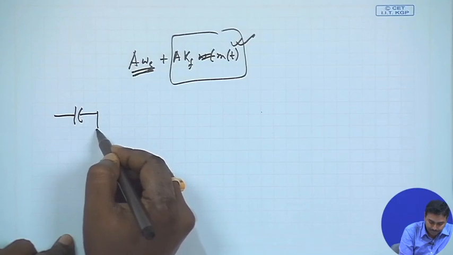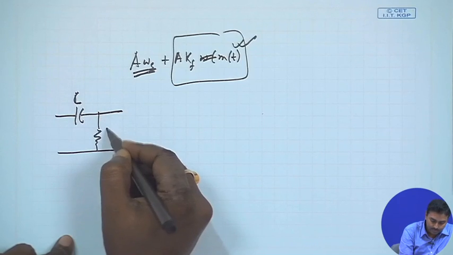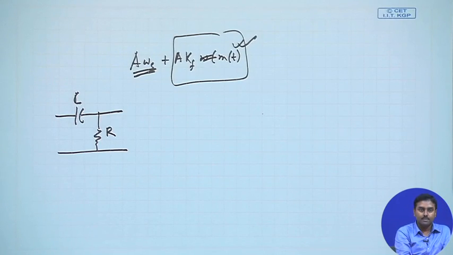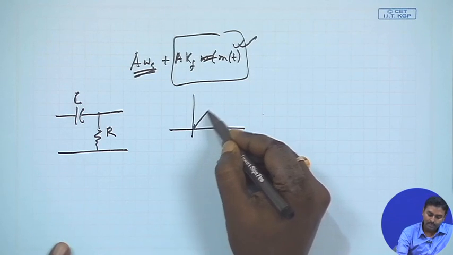What we will do, we will employ something like this, a CR circuit. This is actually a high pass filter, right. So, how will the high pass filter look? It will actually look like this.